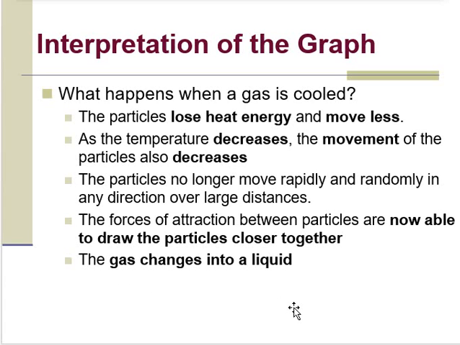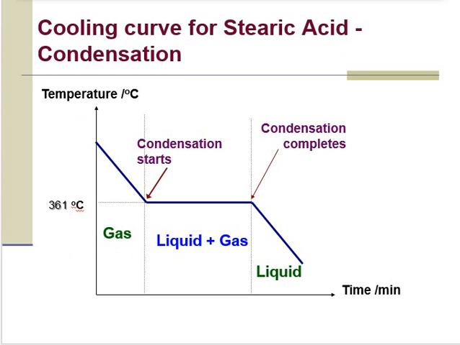Take note that the particles this time round lose energy and they move less. As the temperature decreases, the movement of the particles also decreases. Because they lose energy, they will move slower. The particles will no longer move rapidly and randomly in any direction over large distances. So this is the movement of gaseous particles. What happens now is that the forces of attraction between the particles are able to draw the particles closer together. So at this time, the gas changes into a liquid.